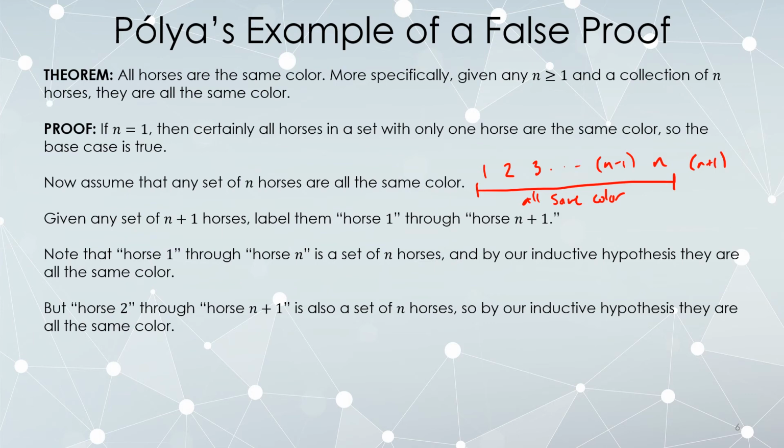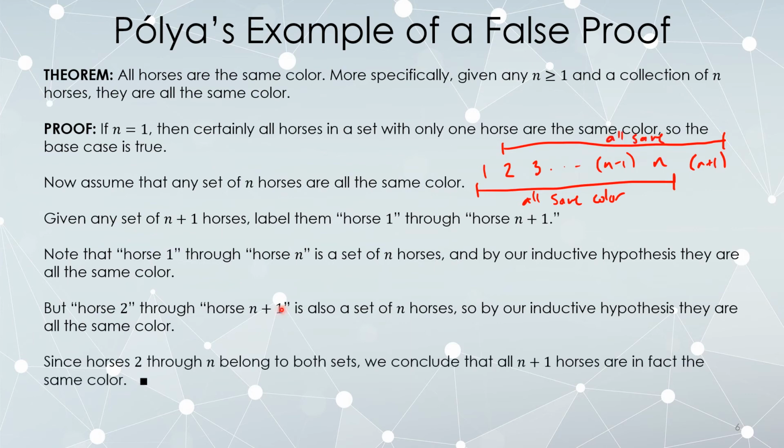But I can do the same thing by taking horses 2 through n plus 1. This is still a set of n horses. It just starts at 2, but I have 1, 2, 3. Notice that horse 2 is the first one, horse 3 is the second one in this specific collection. So this also has n horses, and any set of n horses all has the same color. So these are all the same color.